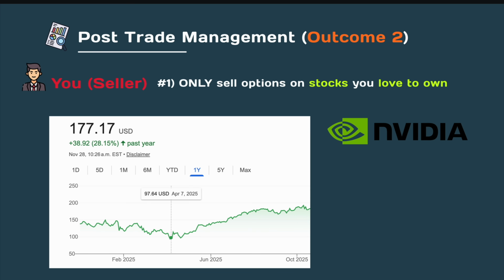Let's look at NVIDIA earlier in 2025. Notice here around March, NVIDIA was trading at $140. If you had sold options on NVIDIA and got assigned the stock, you wouldn't have been worried because you were comfortable owning NVIDIA anyway. In April of 2025, NVIDIA traded as low as $98, but if you were confident in NVIDIA, you would have been able to hold on, and the rest of it would have been history. NVIDIA just ran up to $200 and you would have made a giant profit.